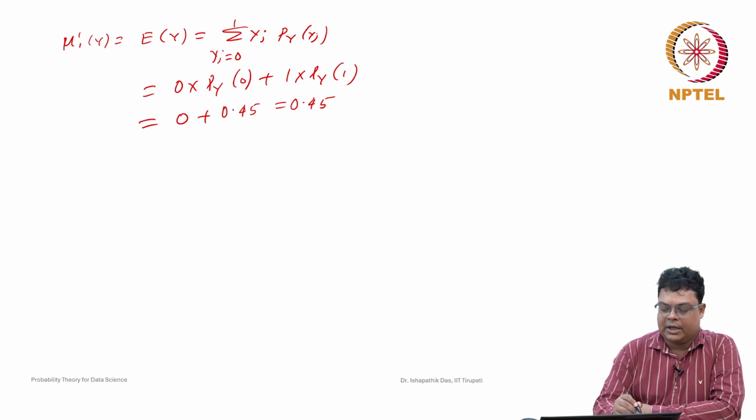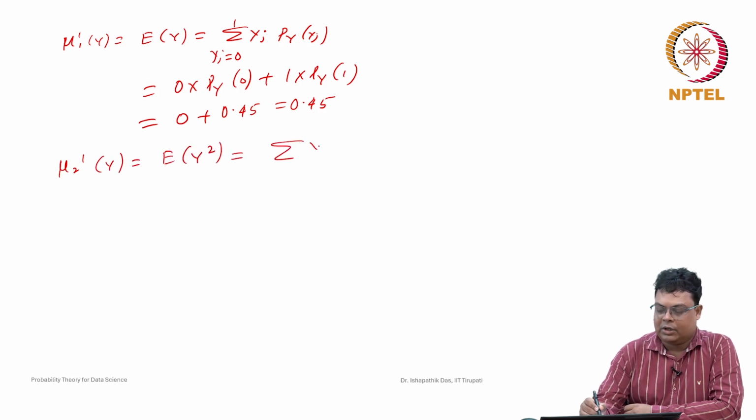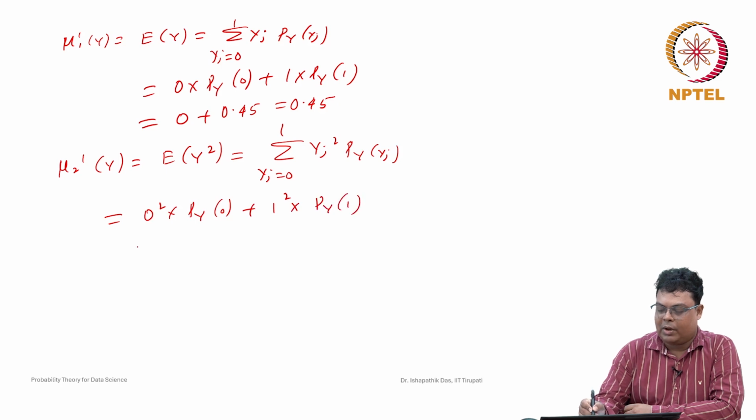And then similarly we can find the expected value of y square. This is mu2 dash y, the expected value of y square. So this is by definition the summation of y square p of yj. What are the possible values yj can take? Yj can take 0 and 1. So this is 0 square into py of 0 plus 1 square into py of 1. So this is 0 plus 1 into py of 1. Already we know that this is 0.45.